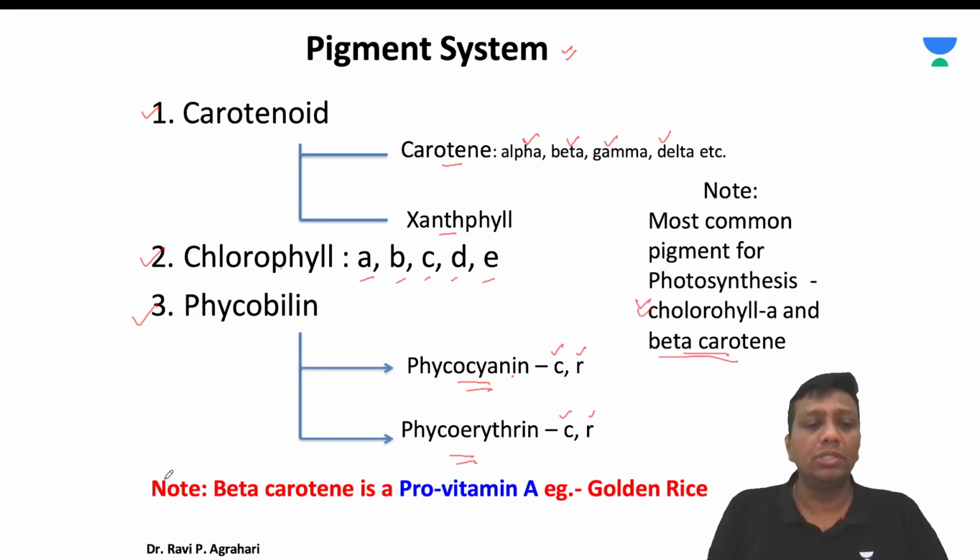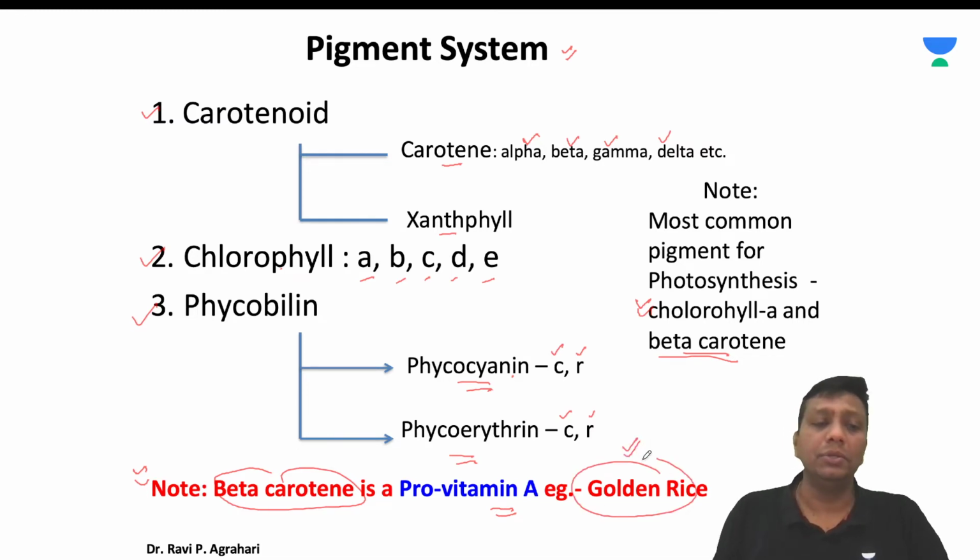A beta carotene based question UPSC has also asked once. Beta carotene is a source of vitamin A. That is the reason golden rice was produced as a genetically modified plant, guys. Whenever you take golden rice as a genetically modified plant, ultimately you are consuming beta carotene.